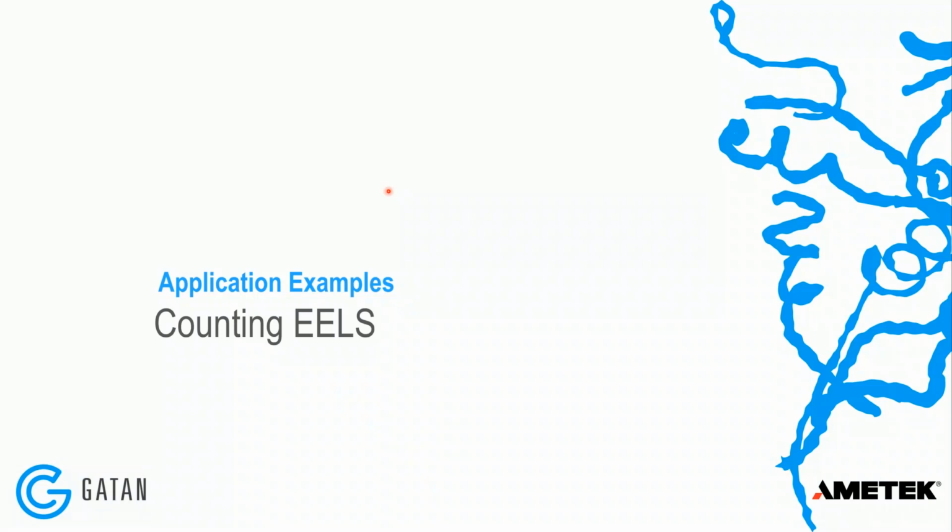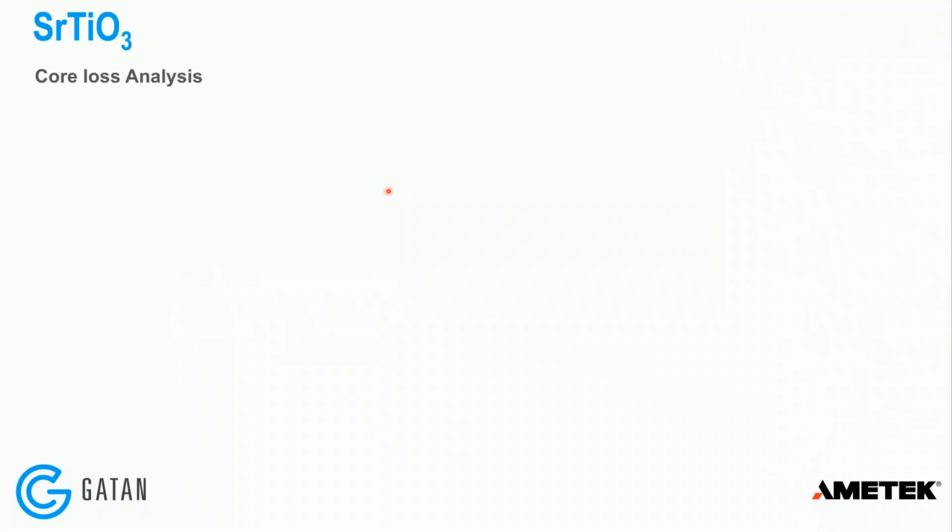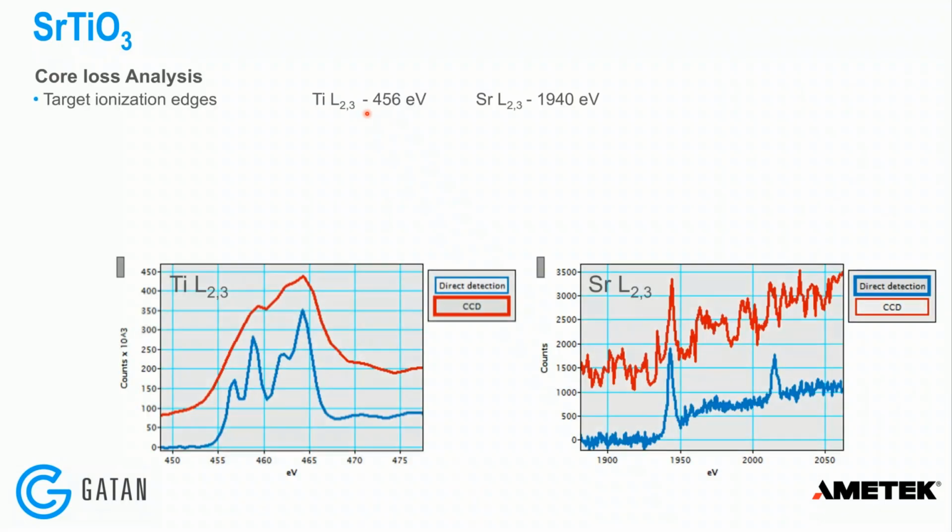We start off with counting EELS. The first sample that we're going to look at is strontium titanate and some core loss analysis. We have two target ionization edges here: the titanium L at 456 eV and the strontium L at 1940 eV. So they're quite far apart in energy.